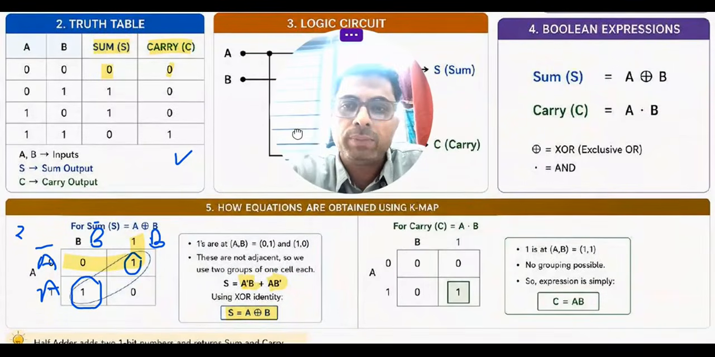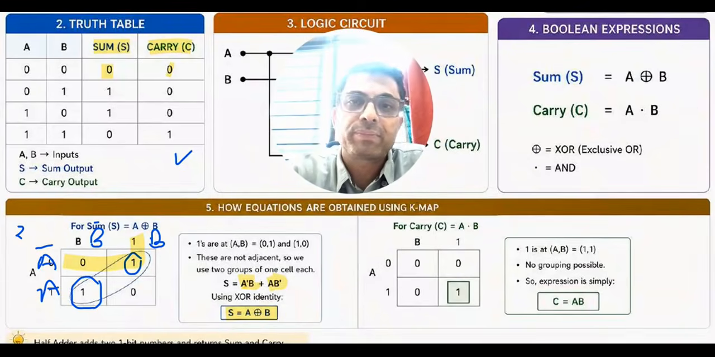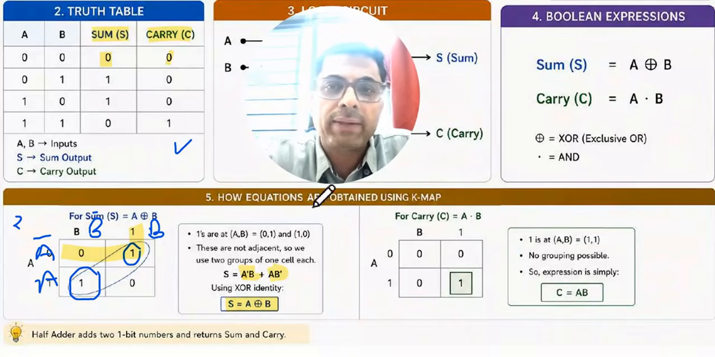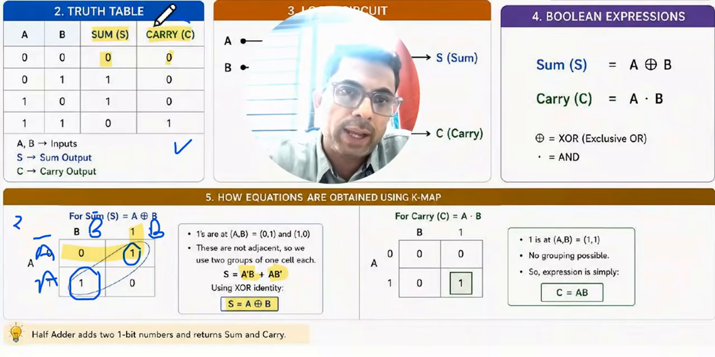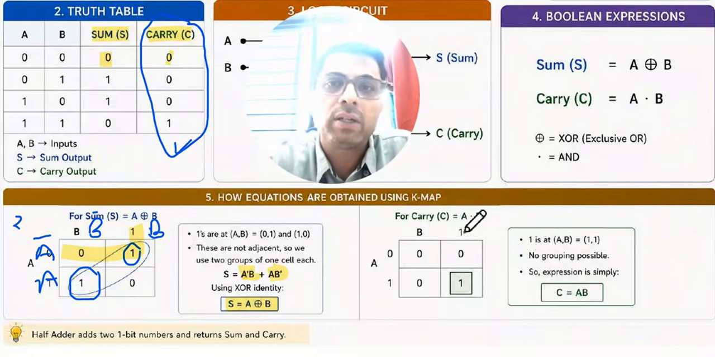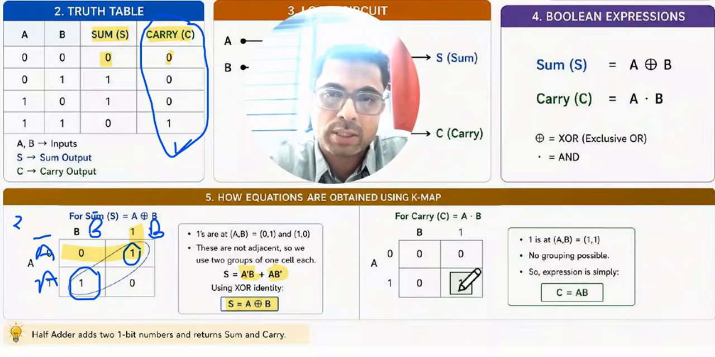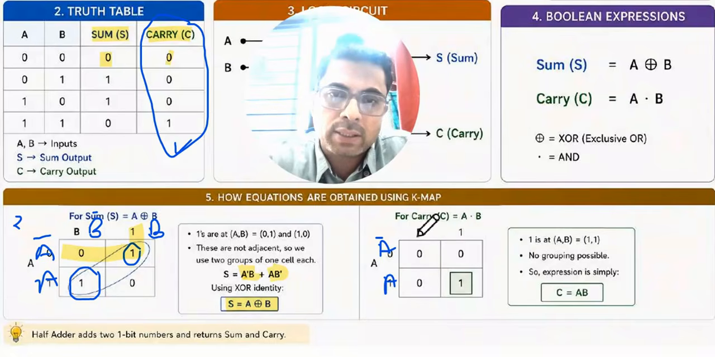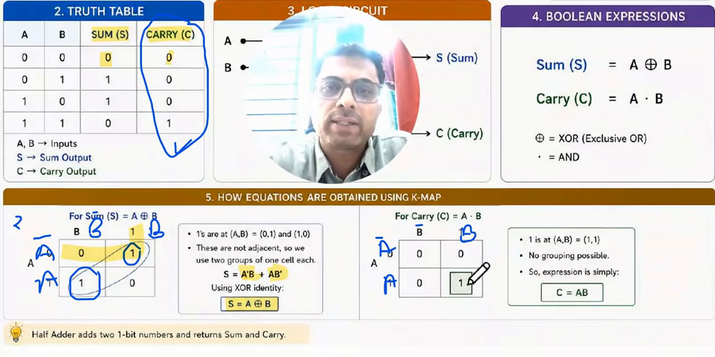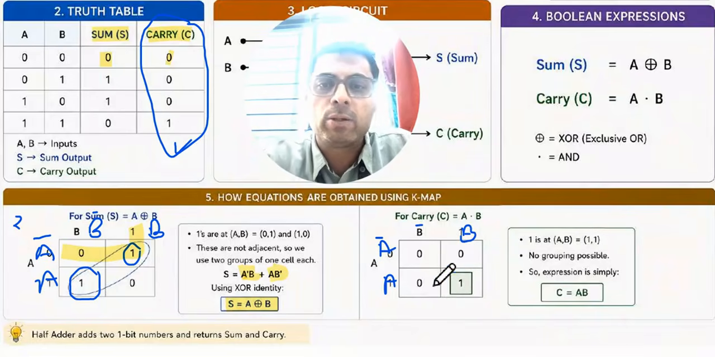Now we will go for the carry wala equation, right? This is the carry wala equation. So for calculation of the carry equation, you need to put all these values in the K-map. So 0 0 0 1. So I have put here 0 0 0 1, right? So this is again the same: this is A bar, this is A, this is B bar, and this is B, right? Now there is only a single 1, so you can consider this as a singular term.